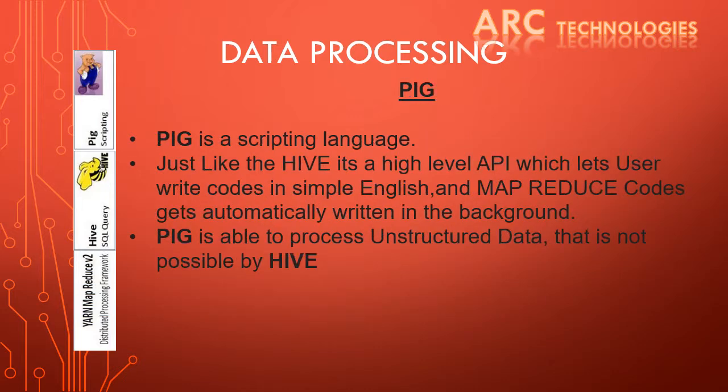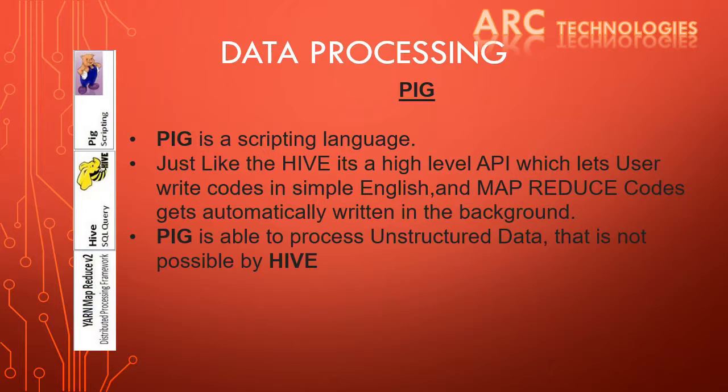Again, there is another data processing tool that we have, that is Pig. Now, Pig is a scripting language. Just like Hive, it's a high-level API which the users use to write code in. It's a simple language. If you see the Pig code, you'll find that it is written in pretty simple language where there are not many restrictions on the type of syntax that you use, and it's very easy to write. And again, it's a high-level API on which, on the lower level, the MapReduce code is generated automatically.